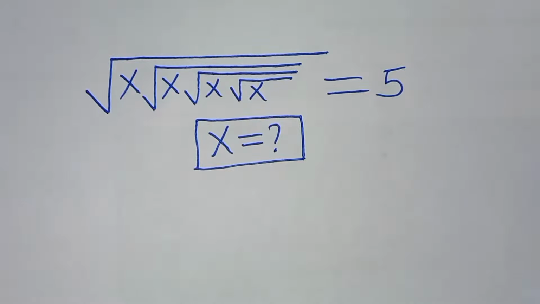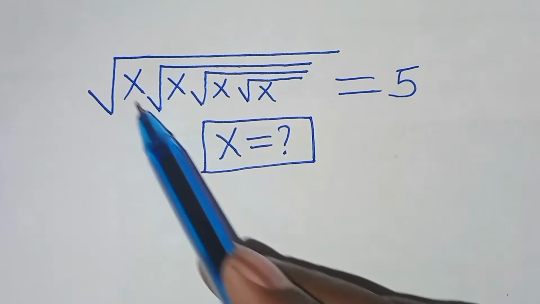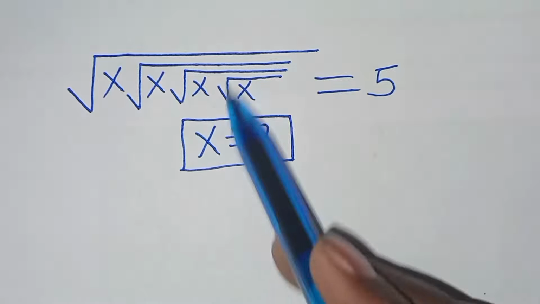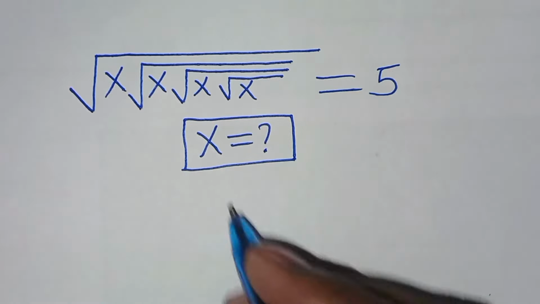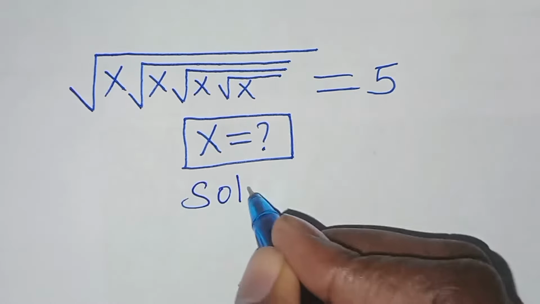You're welcome to solve this nice radical square root problem, which is the square root of x times the square root of x times the square root of x times the square root of x. This is equal to 5. What is the value of x? Solution from here.